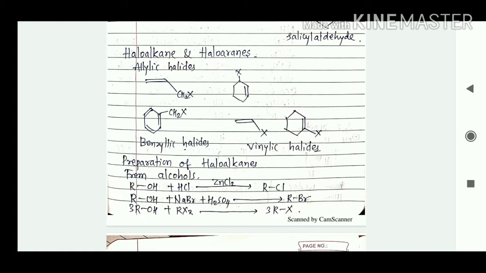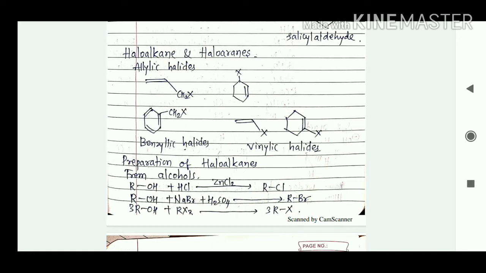So let us start. The first one is allylic halides. If the halogen group is attached to the carbon next to a double bond, then it is called an allylic halide. You can see this one: the halogen is attached to the carbon atom next to the double bond. The same thing is also true in the case of this cyclic ring.